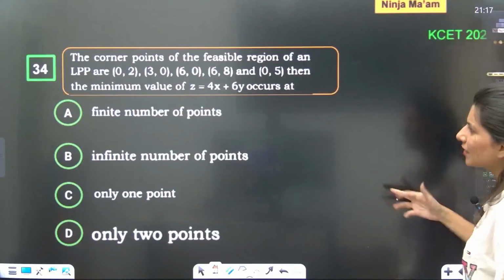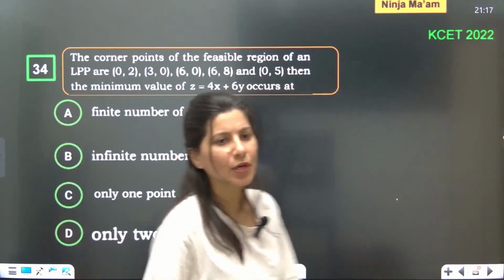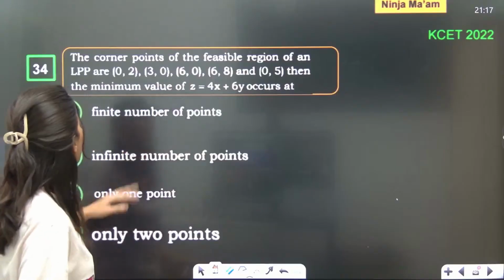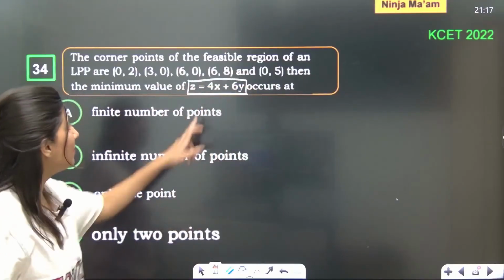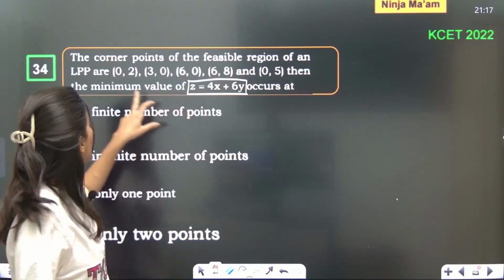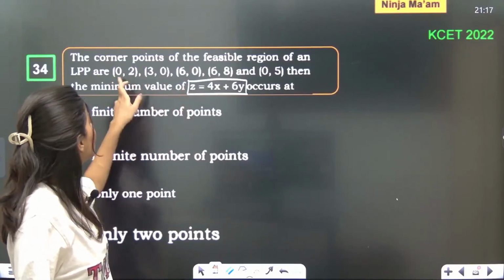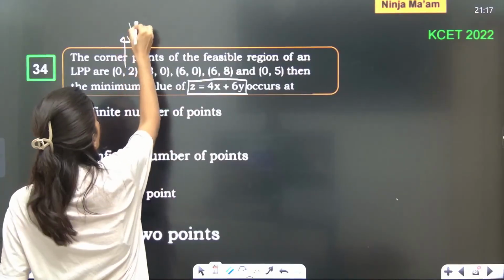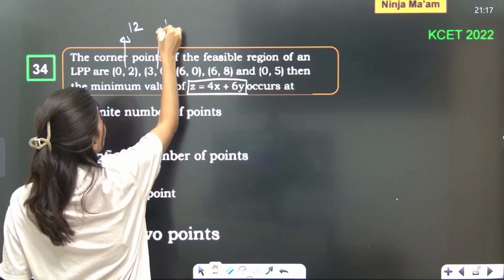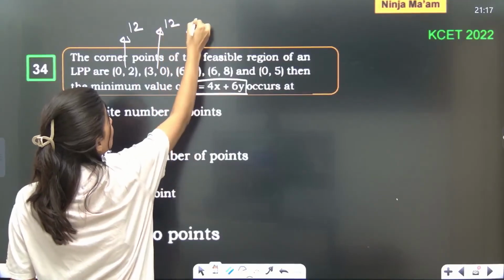Then the next question, again a very easy question. Corner points of the feasible region are given. Okay, minimum value of Z. All right, minimum value. So 0, 2, if you put, what will you get? You will get 12. So from here you will get 12. 3, 0, again 12. 6, 0, so 24.